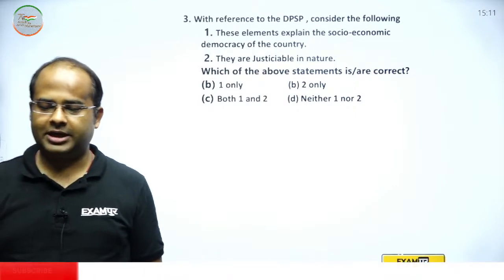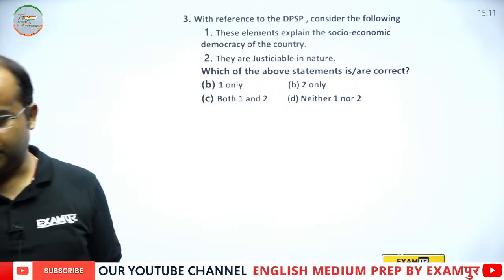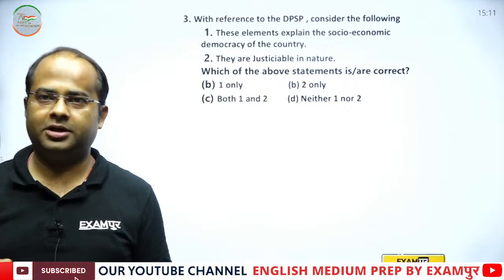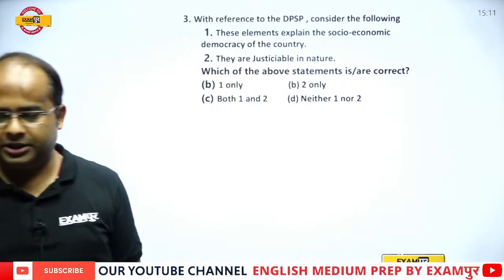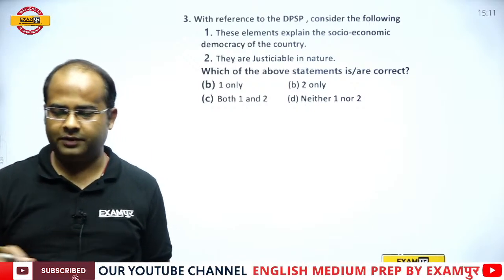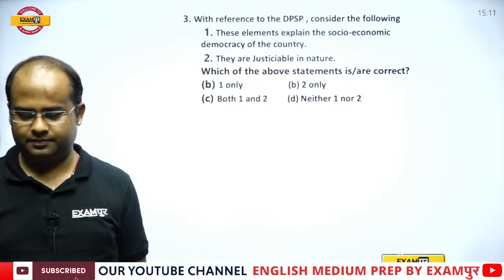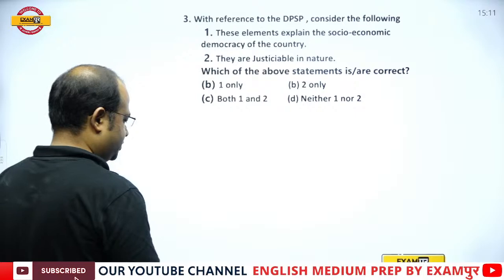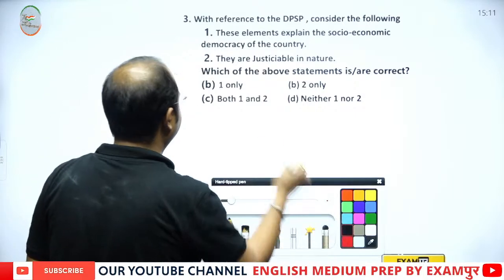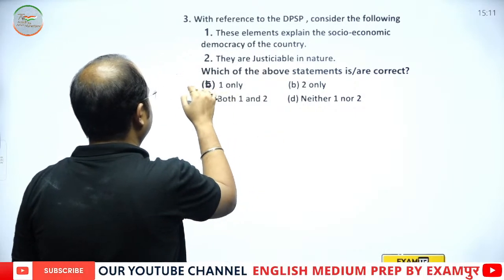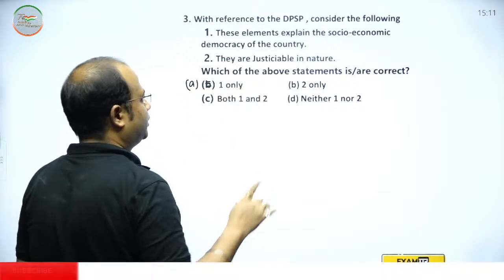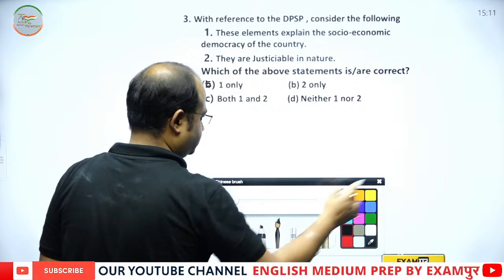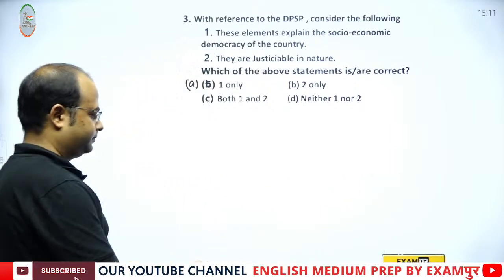So the question is, guys, with reference to Directive Principles of State Policy, consider the following statements. These elements explain the socio-economic democracy. They are justiciable in nature. Which of the following statements is correct? It is option A, guys, not option B. One only, two only, both 1 and 2, neither 1 nor 2. What will be the correct answer?